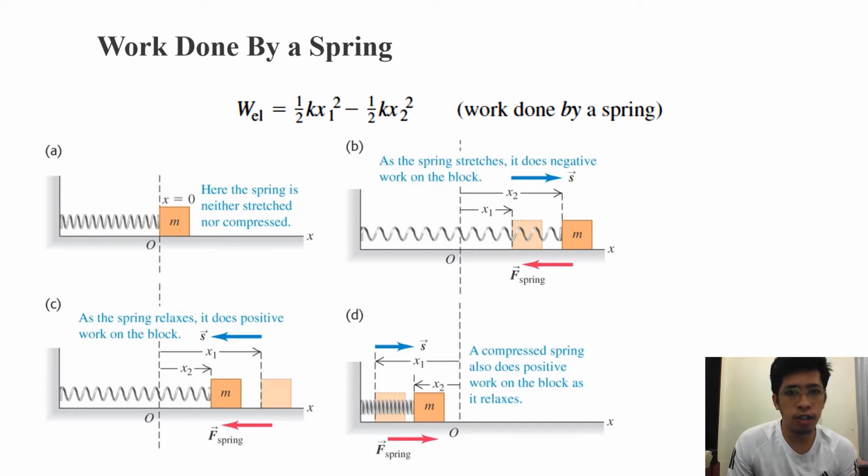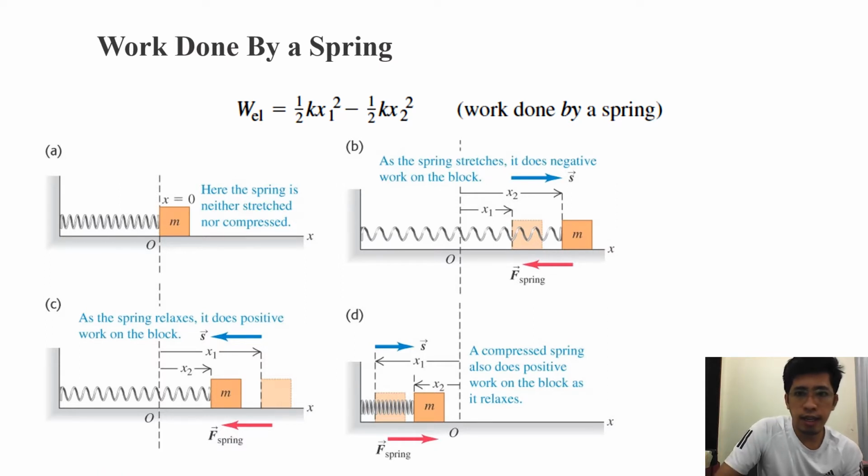And in figure A, just for your reference, you have there your equilibrium position for your system. This is when your spring is neither stretched nor compressed. So we take your x equals 0 at your origin to be your equilibrium position. And in figure B, as you stretch the spring to the positive x-axis, it does a negative work on the block.